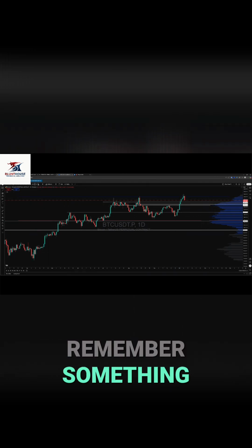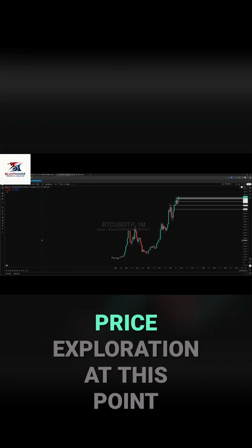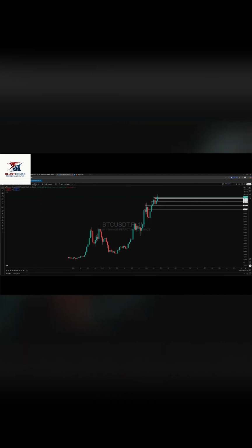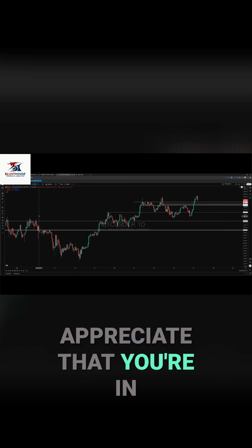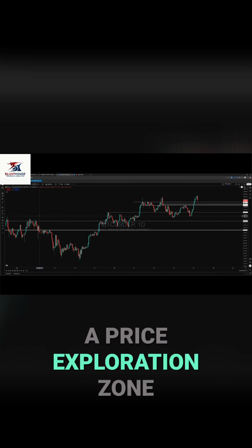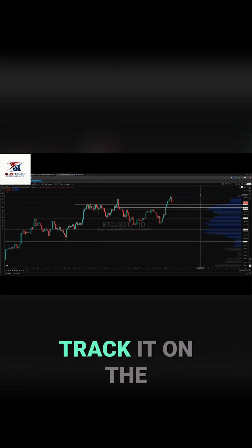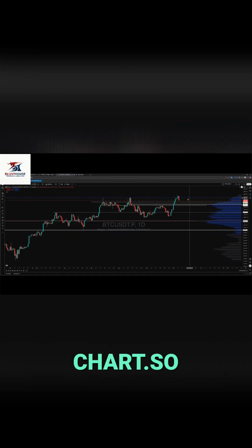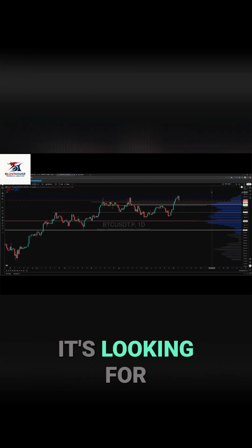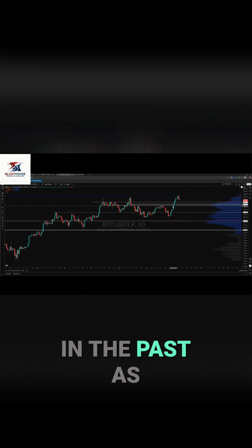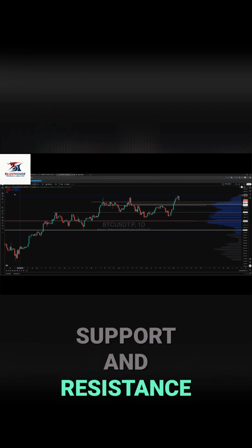Because you have to remember something. Is this not all price exploration at this point? It is. So you have to appreciate that you're in kind of a price exploration zone. To me, it doesn't matter, because all I want is the ability to track it on the chart. So if this candle pulls back, where do you think it's looking for? Some of these other levels that it's used in the past as support and resistance.